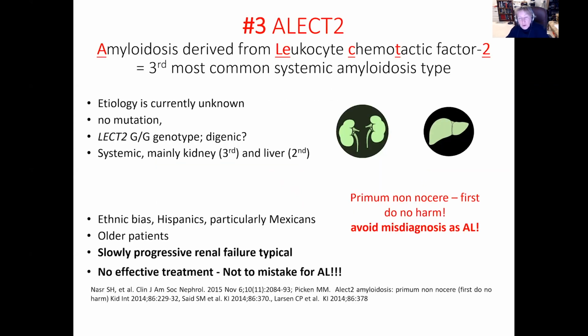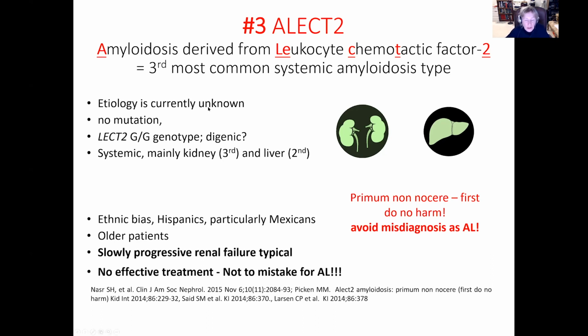Now the third type of systemic amyloidosis, ALECT2, stands for amyloidosis derived from the leukocyte chemotactic factor 2, the third most common systemic amyloidosis type. And here, up front, I have to say that there is currently no effective treatment for this particular type of amyloidosis, and the importance in diagnosing this particular type is that we do not misdiagnose it as AL. Patients who were misdiagnosed with AL have been incorrectly offered chemotherapy and the like. So this is something to avoid.